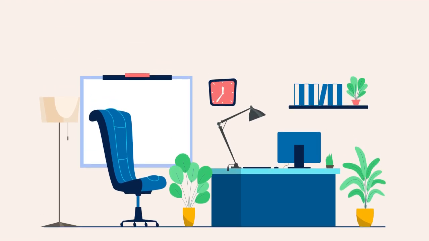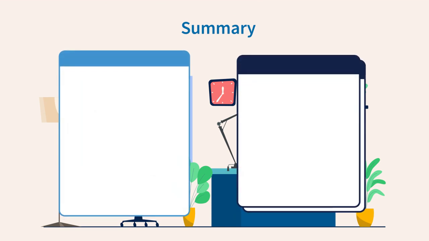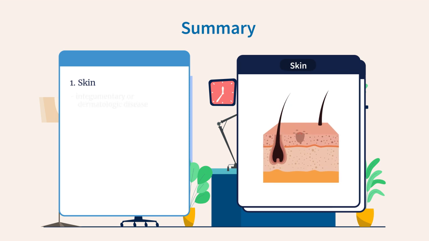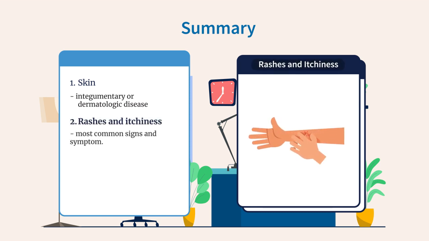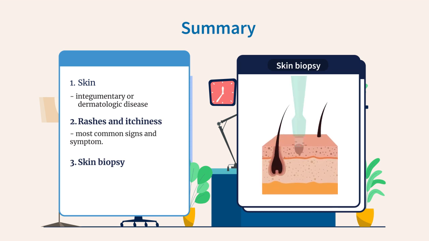After going through the discussion on integumentary system diseases, we now have a glimpse of how such conditions can be diagnosed. It is important that we keep these things in mind. Number 1. The skin is the most common site of integumentary or dermatologic disease. Number 2. Rashes and itchiness are the most common signs and symptoms. Number 3. Skin biopsy confirms diagnosis of skin cancer and benign skin conditions.